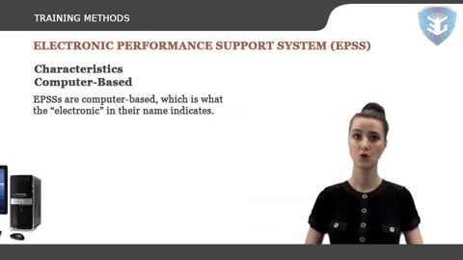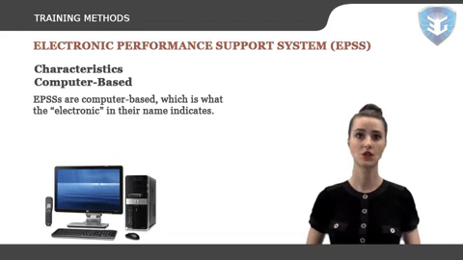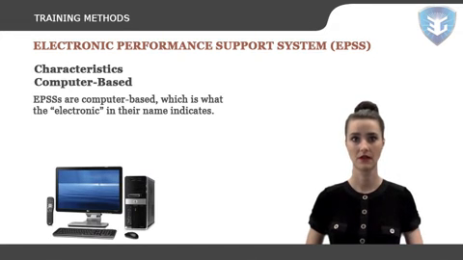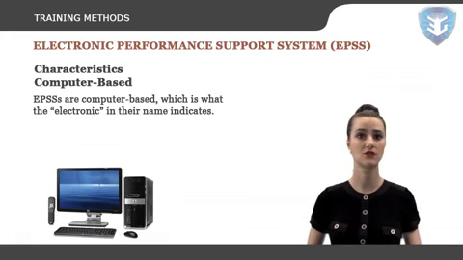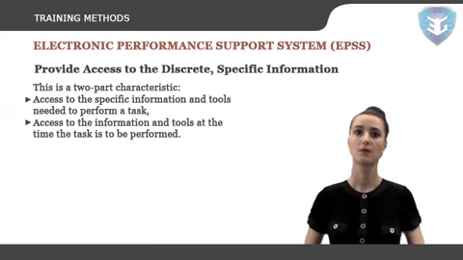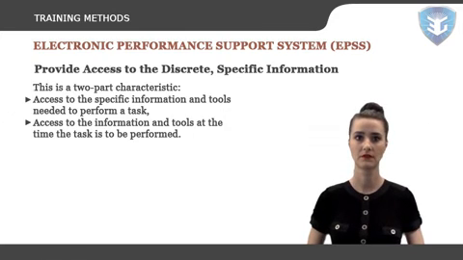Characteristics. Computer-based. EPSSs are computer-based, which is what the electronic in their name indicates. There have been older attempts at performance support systems, such as a series of manuals, job aids, and other paper material. Provide access to discrete, specific information. This is a 2-part characteristic: access to the specific information and tools needed to perform a task, and access to the information and tools at the time the task is to be performed.